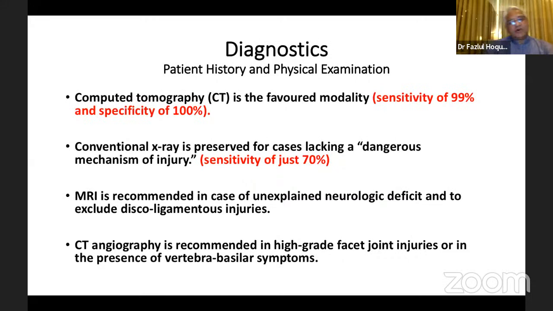CT scan is the most common modality in complex subaxial cervical spinal injury. You see, it has about 100% specificity and sensitivity. The conventional X-ray's sensitivity is very low, about 70%. But in simpler types of trauma, we always use plain X-ray. MRI is recommended in unexplained neurological deficit and to exclude discoligamentous complex injury. In some severe, highly complex injuries, we do a CT angiogram to detect vertebral artery injury.